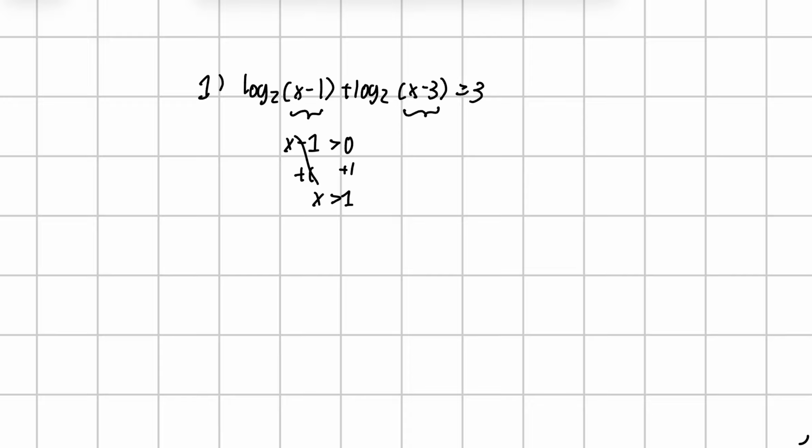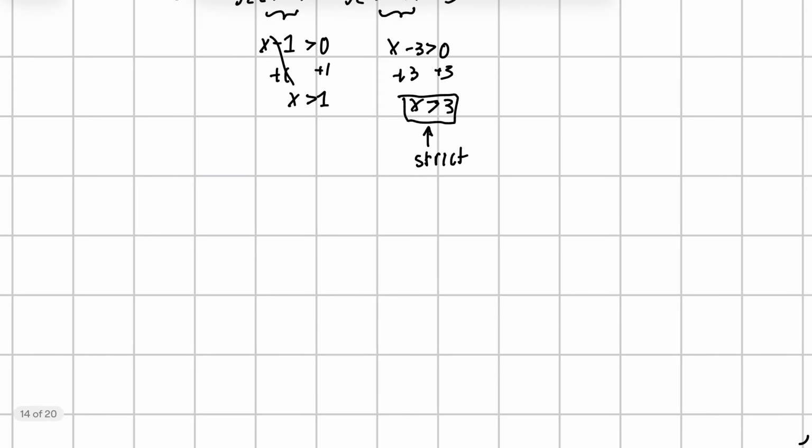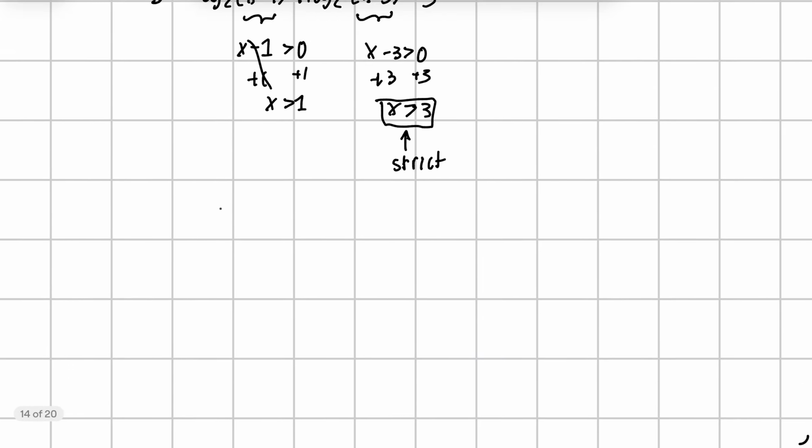Here we have another input, and the input always has to be positive. So x minus 3 must be greater than 0. Adding 3 to both sides, x must always be greater than 3. So this is going to be the more strict requirement for a domain. So this is the one we are going to use and always test our solutions against. Now let's say we had to combine our logs.